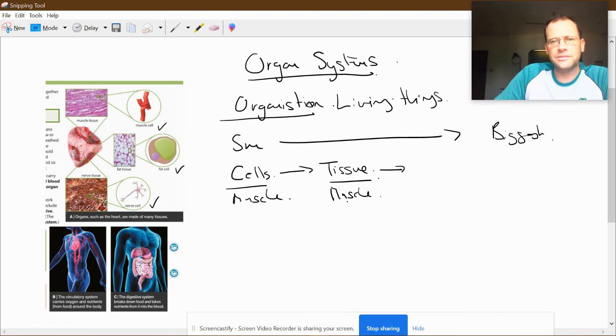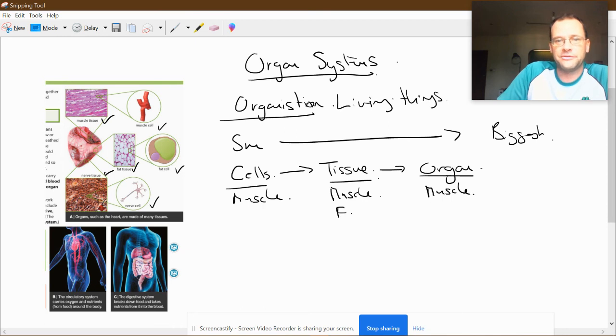That muscle tissue and fat tissue and nervous tissue actually makes up an organ. So an organ contains two or more types of tissue. So, for example, muscle tissue, fat and nerve tissue, and it actually makes up the organ, which in this case is the heart.